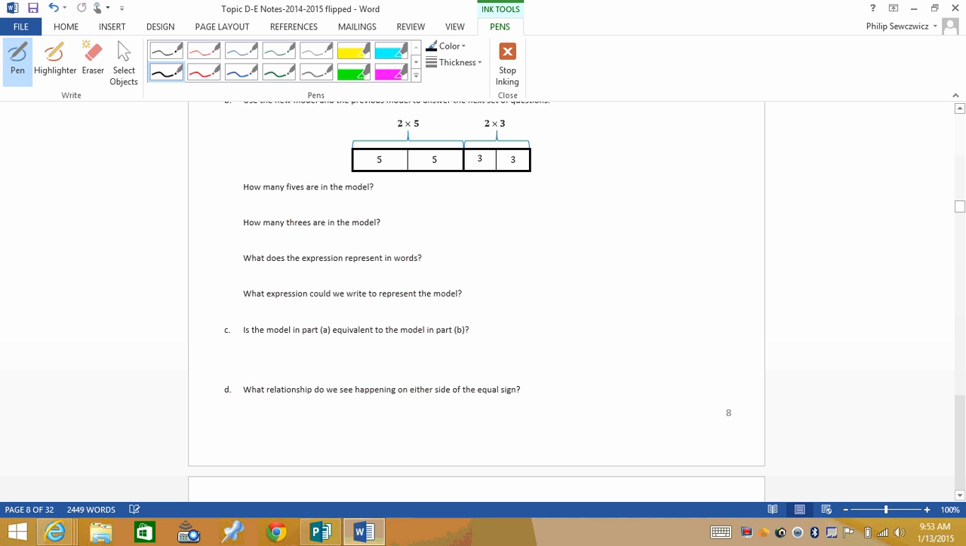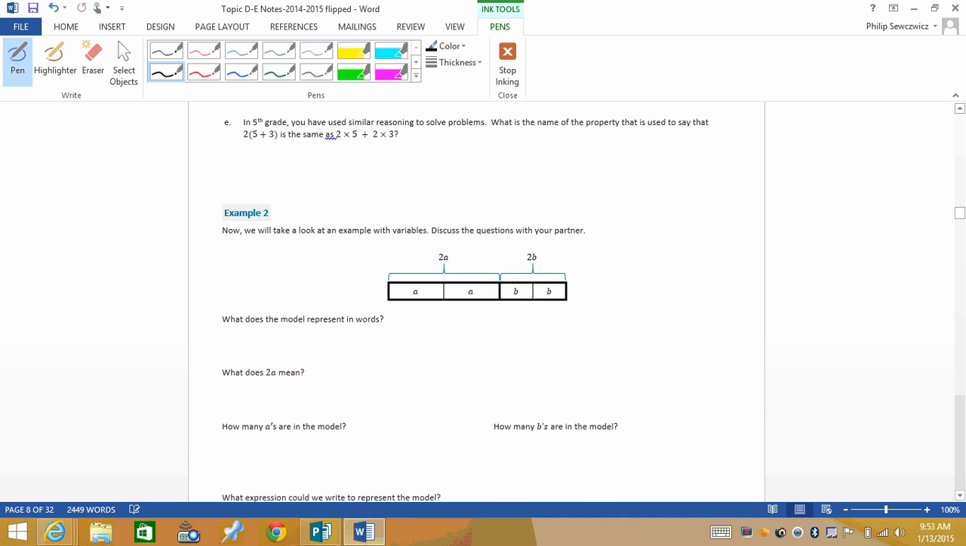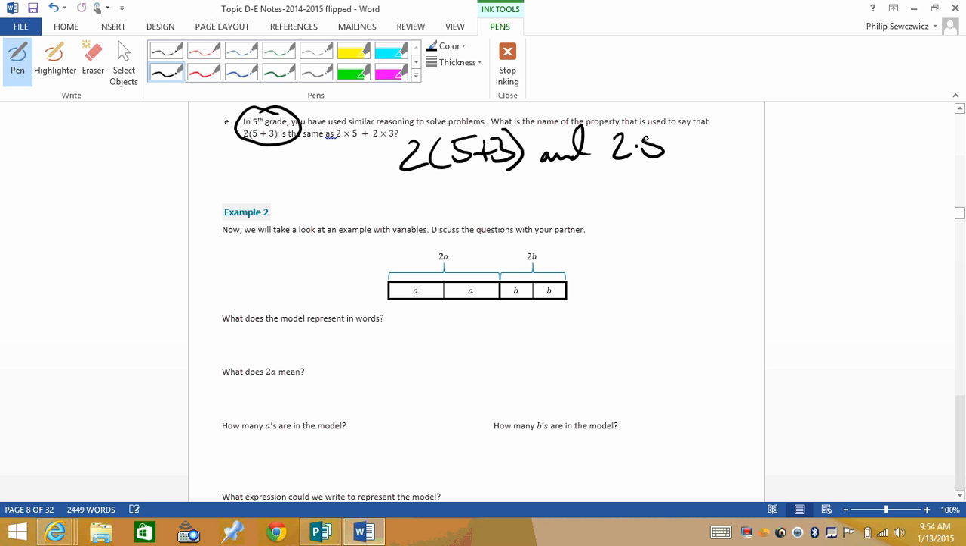So we are actually going to skip on down, and we're going to start off with letter E right here. And we're going to make a little trip down memory lane, as it says in 5th grade. All right, you use similar reasoning to solve problems. What's the name of the property that's used to say that this is the same as this? So first of all, we want to get rid of the x's there and how we're used to writing things out. So we do have our 1. We've got this guy, all right, and then the other guy we are looking at is the fact of 2 times 5 plus 2 times 3.